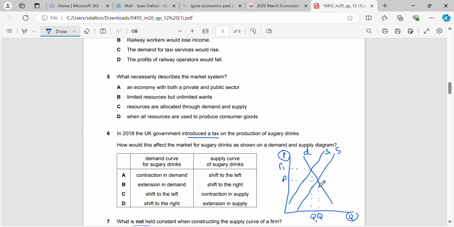So what's happened? We can see here we start at this point, and this is our new equilibrium after the tax is implemented. It has moved to the left on the demand curve, and we remember that when we move to the left on the demand curve, that is a contraction, right? So it should be contraction in demand and shift to the left.